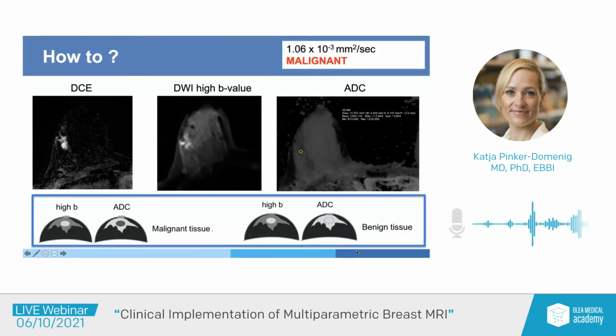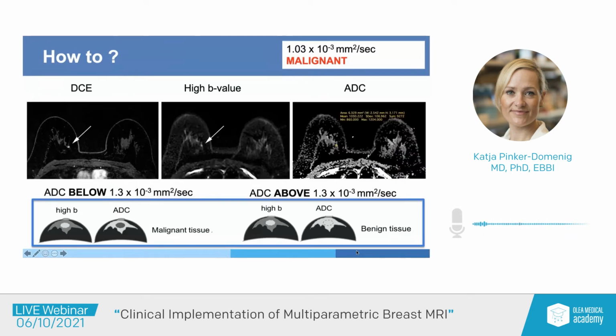Then when we measure our ADC, again we draw a single ROI in the most suspicious part of the lesion. The ADC here is 1.064. That is definitely below the cutoff. I think it already qualifies as very low diffusivity. So this is classified as malignant, and that was obviously a cancer.